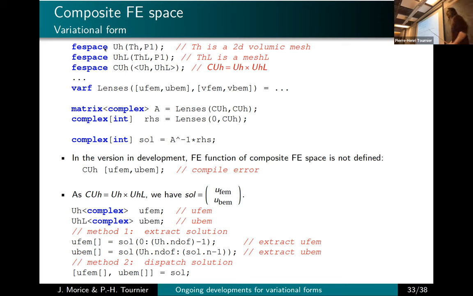This one you work with composite. Working with composite means you have all the degrees of freedom of finite element one, and after all the degrees of freedom of finite element two. Okay. So it's a huge difference at the level of matrices.